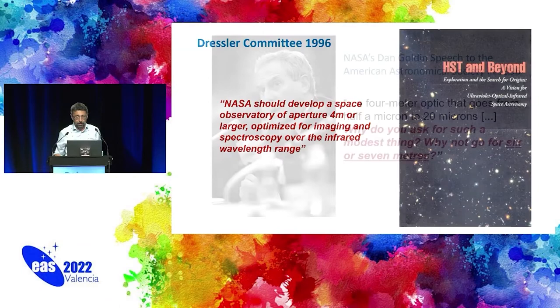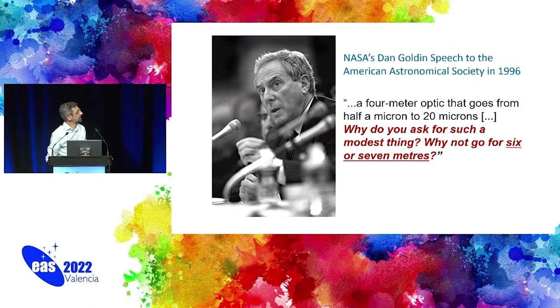A key moment was at the AAS meeting in 96, when Dan Goldin, the NASA administrator, addressed the audience saying that you ask NASA for a 4-meter infrared telescope, but why do you ask for such a modest thing? Why not go for a 6 or 7 meter? I'm used to agencies downscoping all our projects and dreams. So I think this is the first time I've heard that the agency actually is telling off scientists for not being ambitious enough. So I just thought that I would drop that in case our European agencies want to follow the lead.